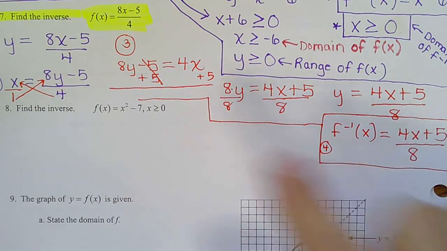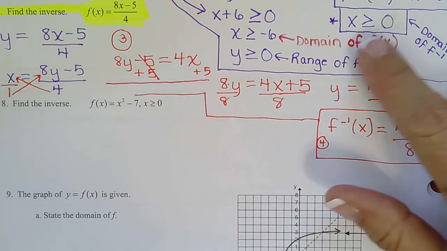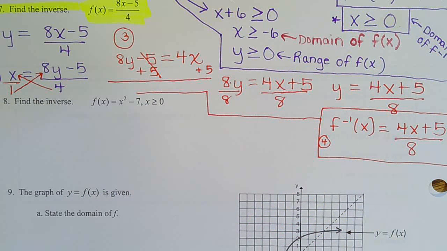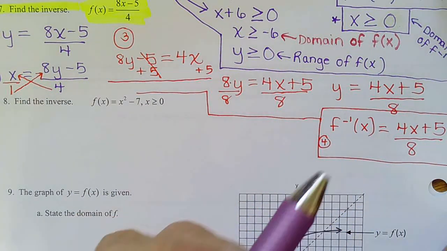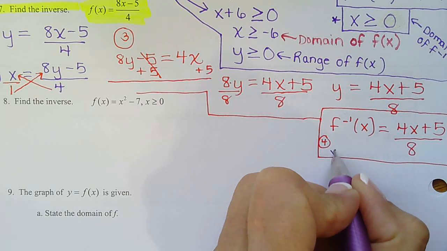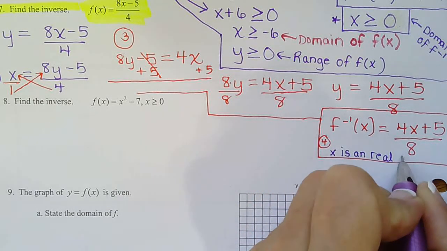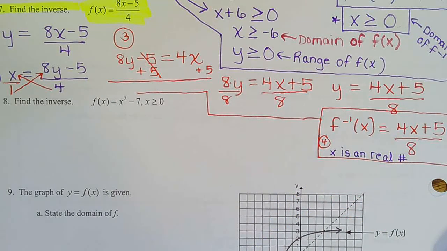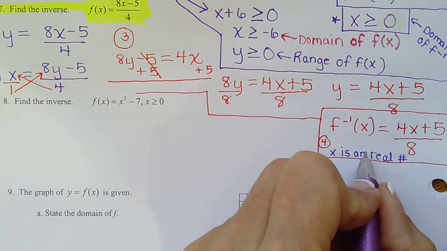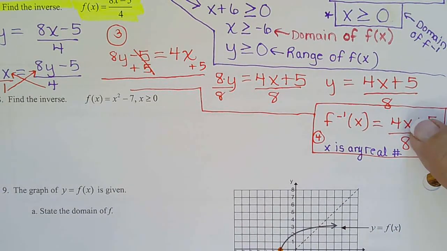No restrictions, again, because there's no radicals and no x's in the denominator, so we don't have to write any of this down. So the domain would be x is any real number, because there's no restrictions. You can put a negative in, you can put a positive in, you can put a fraction in, so x is any real number.